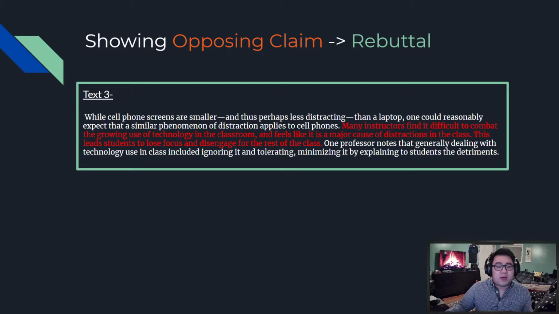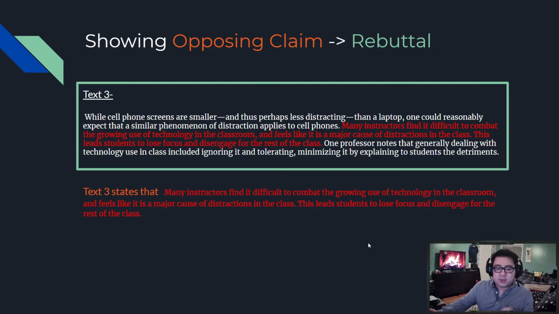So we have the other side here, the quote, and then I'm going to say text 3 states that many instructors find it difficult to combat the growing use of technology in the classroom and feels like it is a major cause of distractions in class. This leads students to lose focus and disengage for the rest of the class. So this is a really good opposing claim with evidence, but I'm here to prove this claim wrong, right?